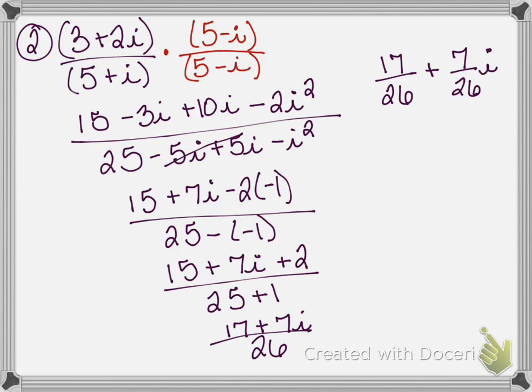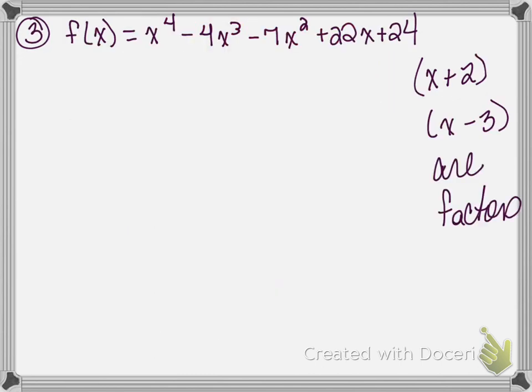Okay. Can I go off this screen? Okay. This is x to the 4th minus 4x to the 3rd minus 7x squared plus 22x plus 24. And I am telling you that x plus 2 and x minus 3 are factors. I'm giving that to you. I'm telling you that those are factors. Okay? So I need to find the other factors and all the zeros.